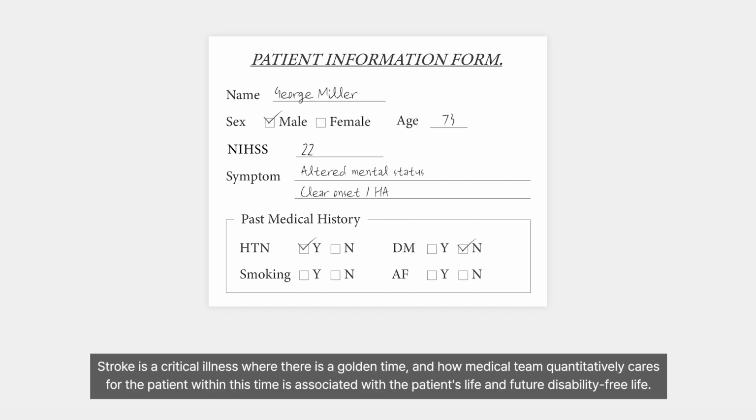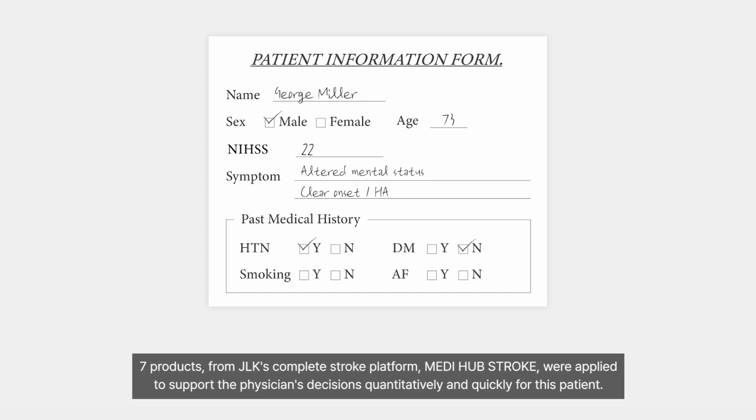Stroke is a critical illness where there is a golden time, and how the medical team quantitatively cares for the patient within this time is associated with the patient's life and future disability-free life. 7 products from JLK's complete stroke platform, MEDIHUB Stroke, were applied to support the physician's decisions quantitatively and quickly for this patient.